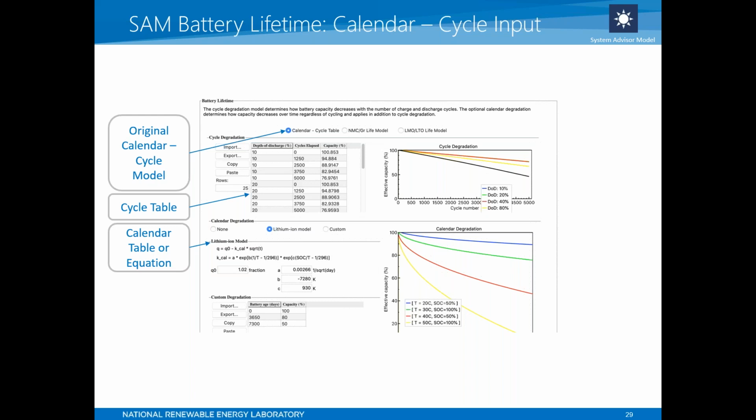And then the calendar degradation can be input in 2 different ways if selected. The first one here, called lithium-ion model, refers to a rate equation that was based on lithium ion and is a function of state of charge and temperature. But this is essentially a parameterized equation to which you can fit the behavior. Alternatively, you can use a custom degradation lookup table where you report the calendar age versus the capacity retention percent.